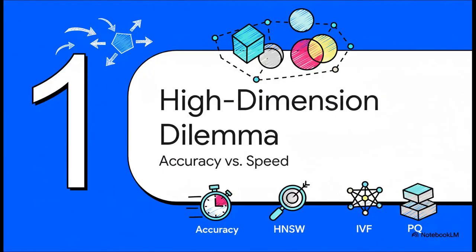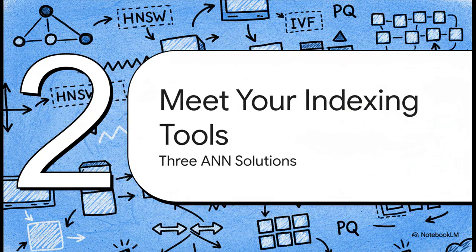And that right there is what we call the high dimension dilemma. When you're operating at scale, chasing perfect accuracy is the absolute enemy of a fast, snappy user experience. The goal here isn't perfection. It's about being crazy fast and almost perfect. And that's exactly where indexing comes into play. So how do we actually solve this thing? Well, we've got a toolbox for it, with specialized tools designed for the job. And today, we're going to get to know the big three: HNSW, IVF, and PQ.